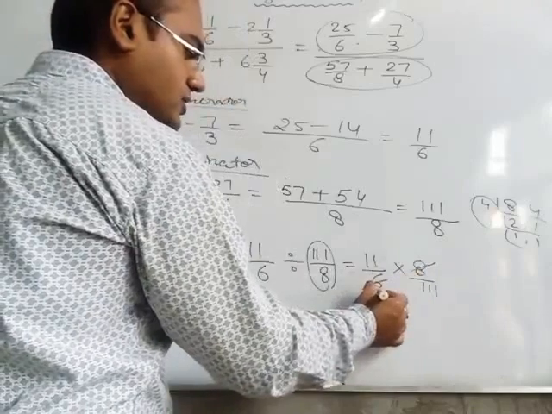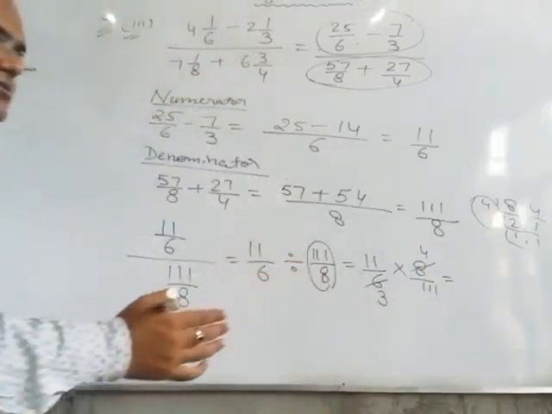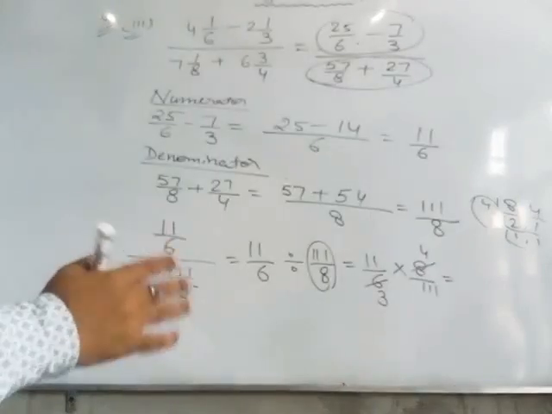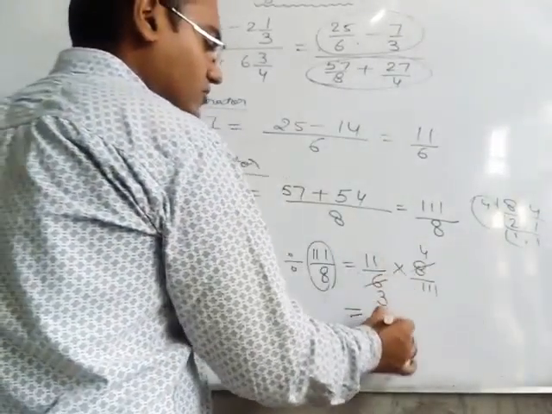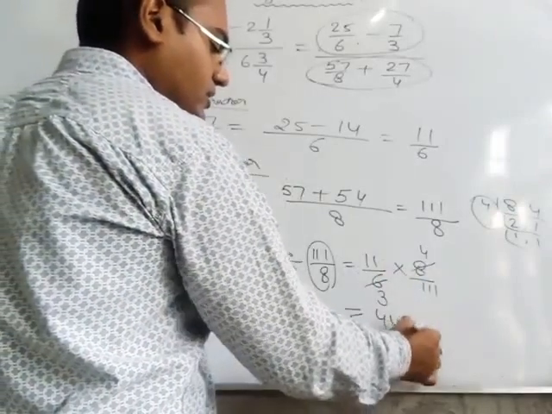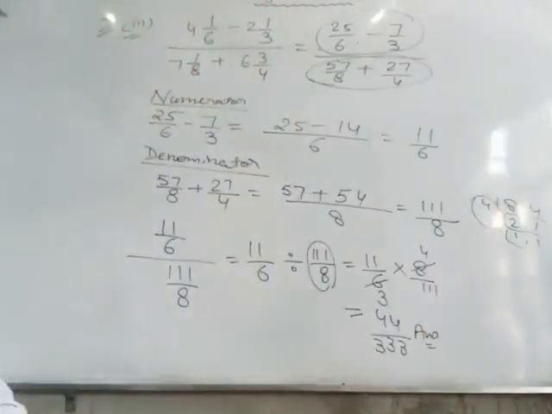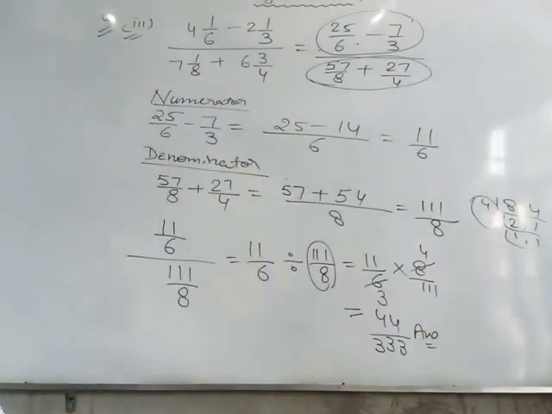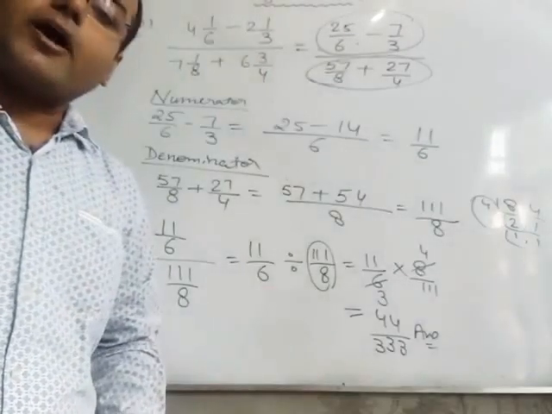These two will get cancelled, 2 3s are 6, 2 4s are 8. Now nothing will get cancelled here, so we will just multiply. 11 4s are 44, 3 into 111 will be 333. So the final answer we are getting here is 44 upon 333. So like this you have to do fourth question third part.